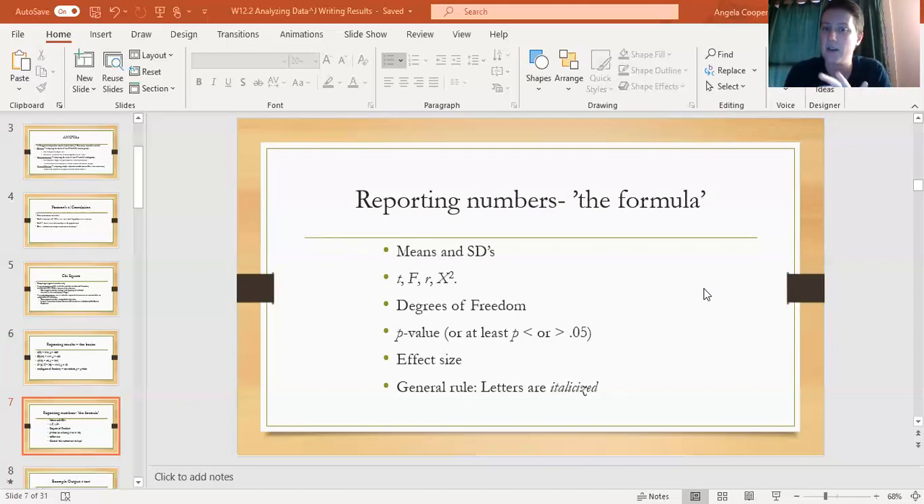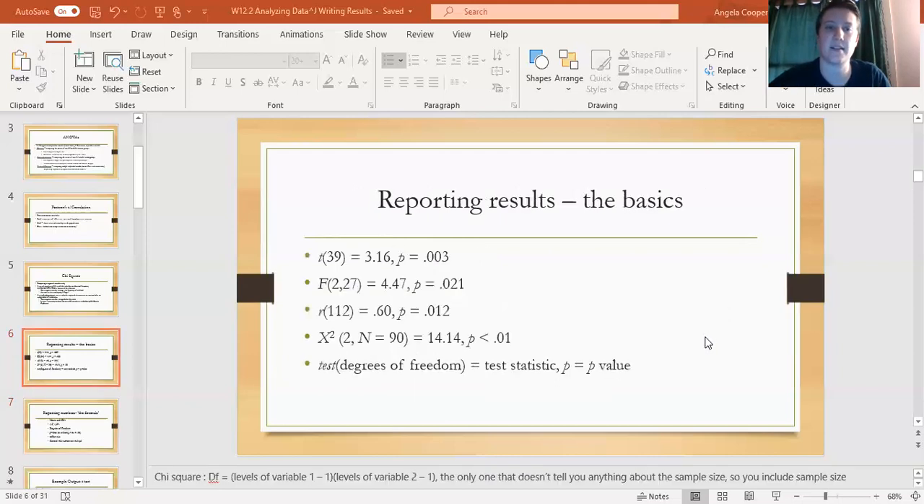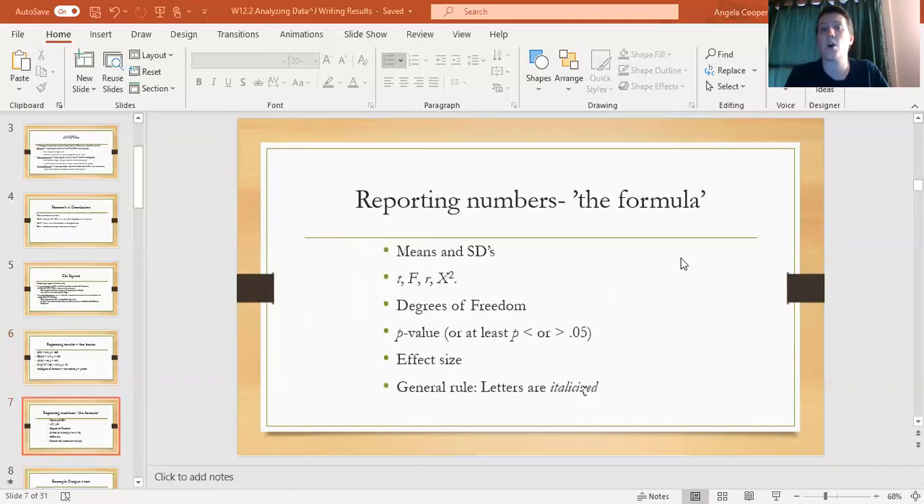You need to know your degrees of freedom. You need to know your p-value, your effect size, which again, if you're doing a t-test, be it independent or dependent, the effect size that you're going to use will be Cohen's d. If you have correlation, you will be using Pearson's r. As a general rule though, any letter is italicized. So just to go back to this, you'll see that the t, the F, the r, and the chi are all italicized, as is the p. When we report Cohen's d or any effect size, we will also put the letter d, or r if you're doing correlation. Those will also be italicized.